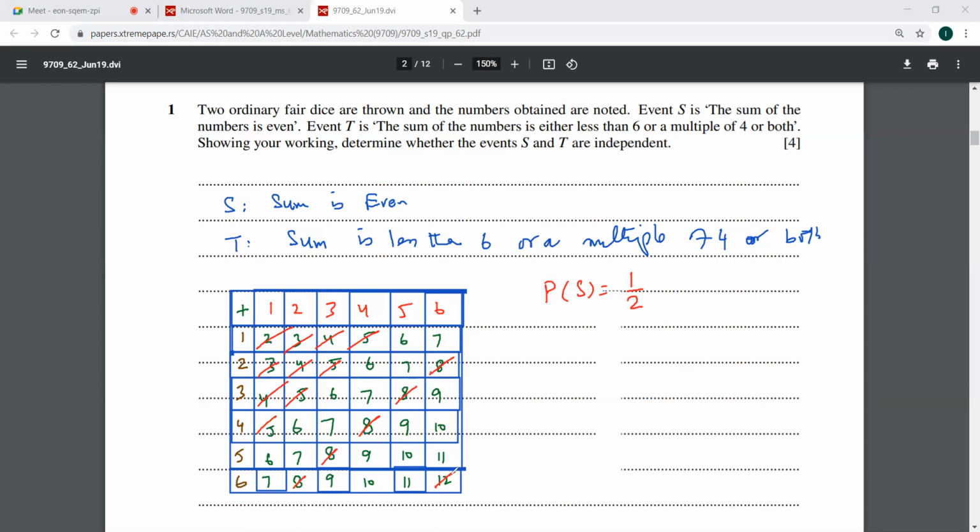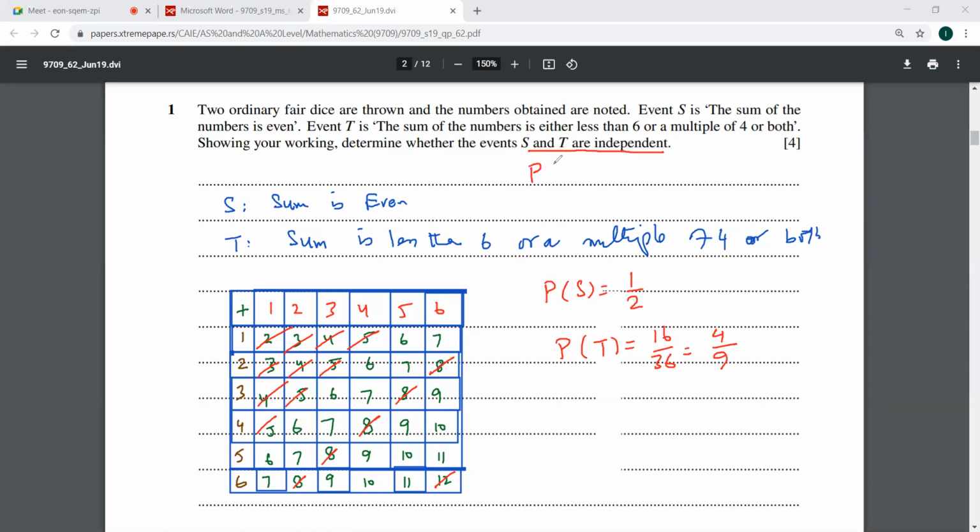So let's count how many of these are here: 1, 2, 3, 4, 5, 6, 7, 8, 9, 10, 11, 12, 13, 14, 15, 16. So the probability of T is going to be 16 over 36, that is 4 over 9. Now let's see, it is asking whether these two events are independent or not.